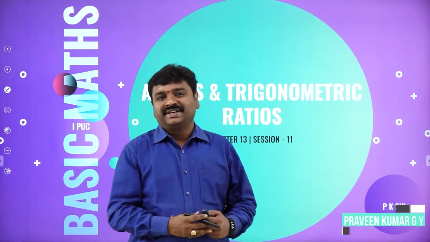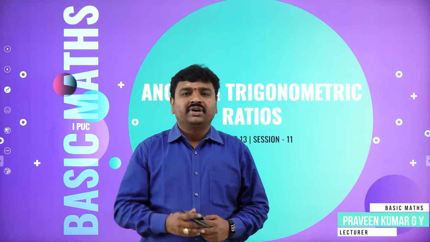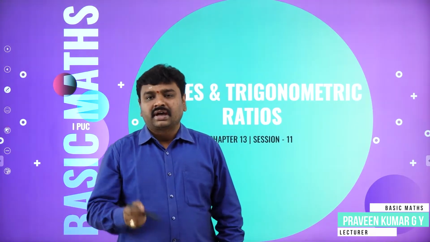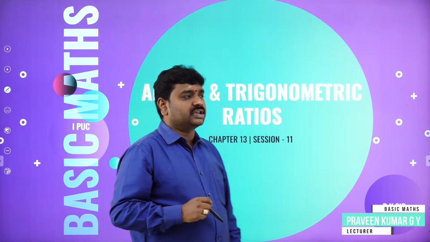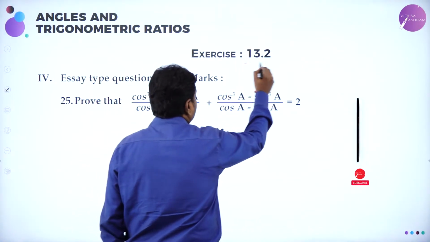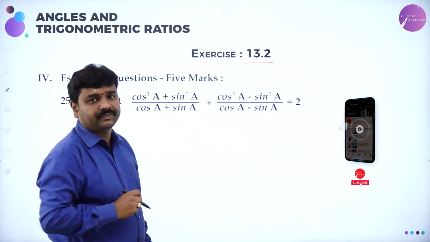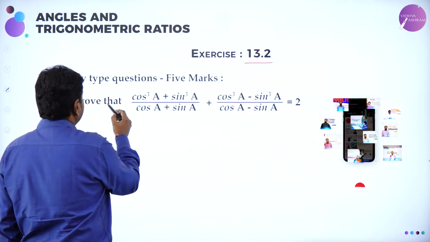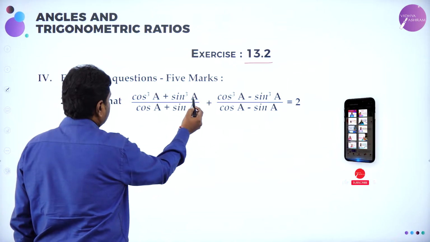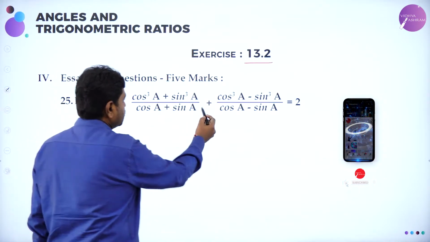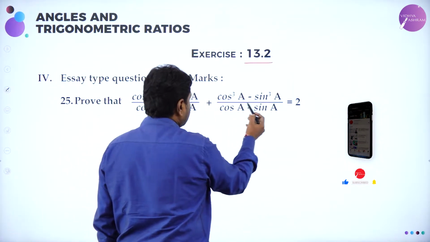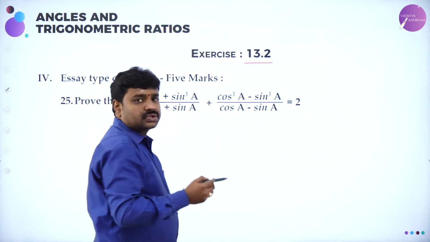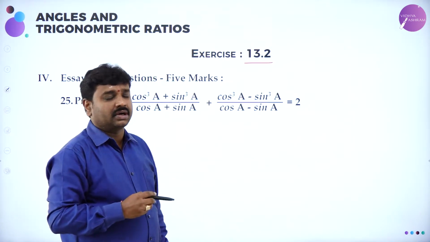Welcome to the session, dear students. Today we'll go ahead with the problems of angles and trigonometric ratios, that is exercise 13.2 and 5 mark questions. So very first question, that is 25th in your textbook. Prove that cos cube a plus sin cube a by cos a plus sin a plus cos cube a minus sin cube a by cos a minus sin a is 2. So take LHS and arrive at RHS.